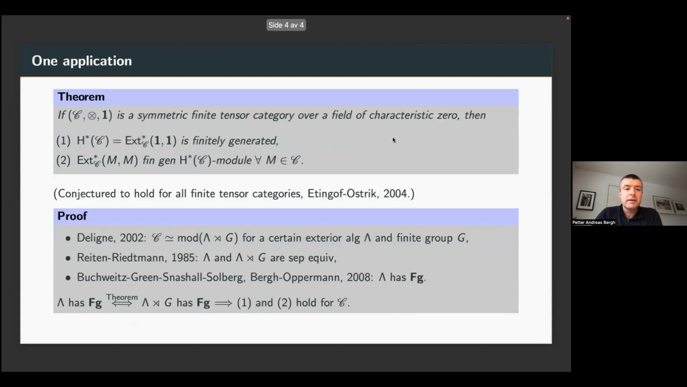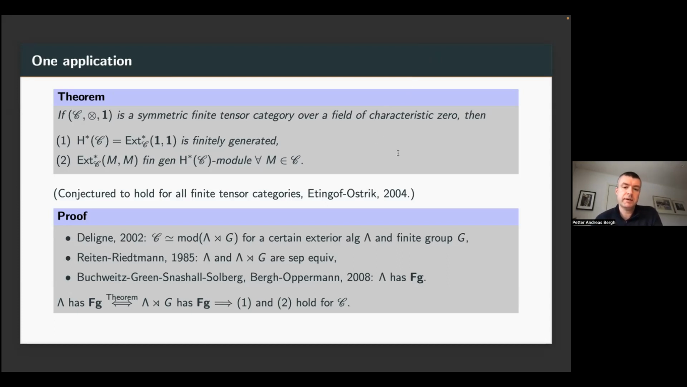Let me give one application. If we take a so-called symmetric finite tensor category over a field of characteristic 0, then we can give one proof that the cohomology ring is finitely generated, and all these Ext modules are finitely generated over the cohomology ring. I won't go into detail here about finite tensor categories or the cohomology ring and the technicalities. This is conjectured to hold for all finite tensor categories, but using this notion of separable equivalence, we can give one proof for the symmetric case over characteristic 0.